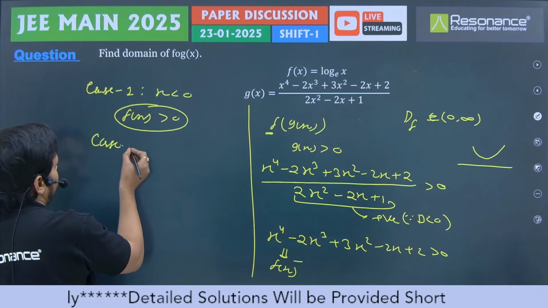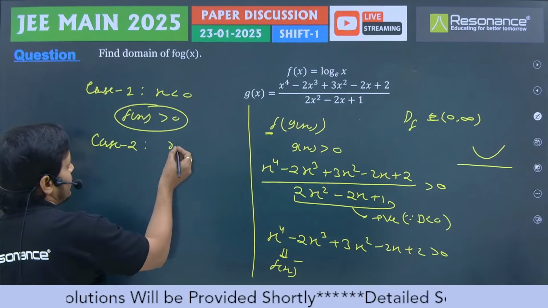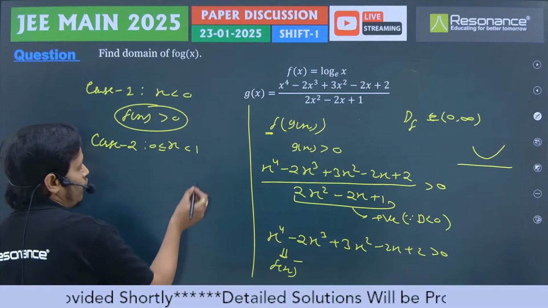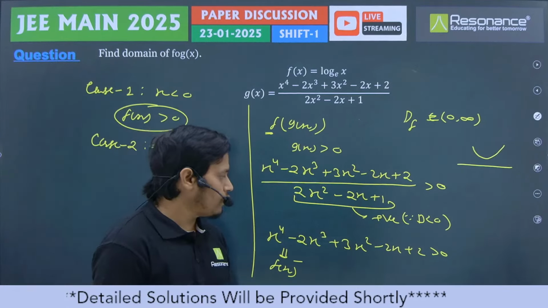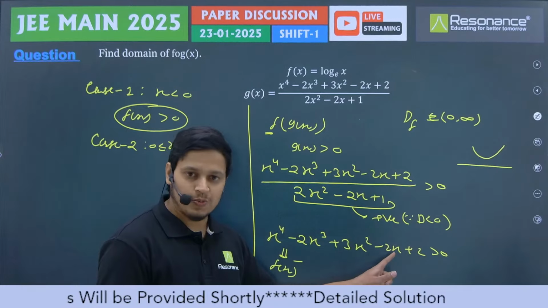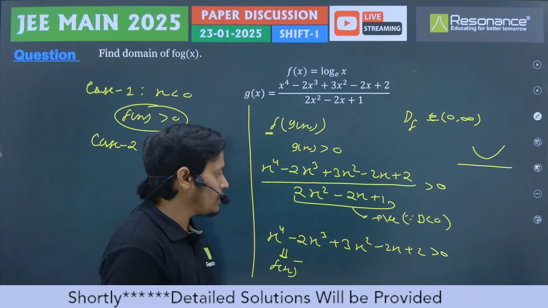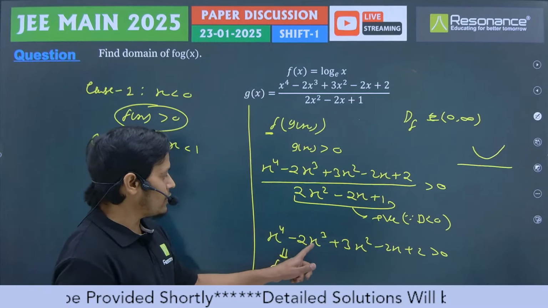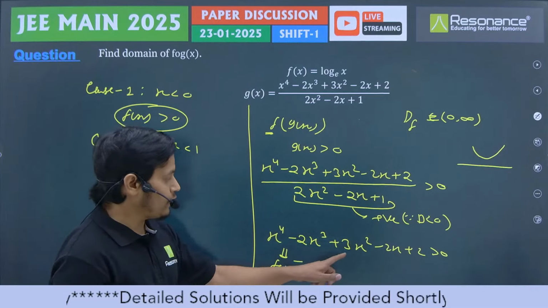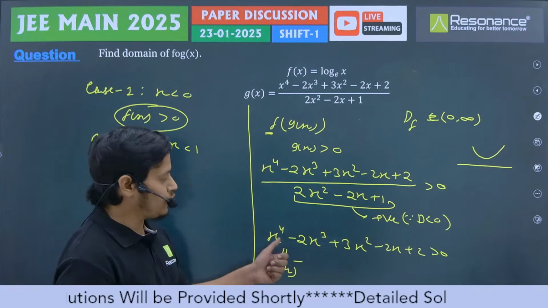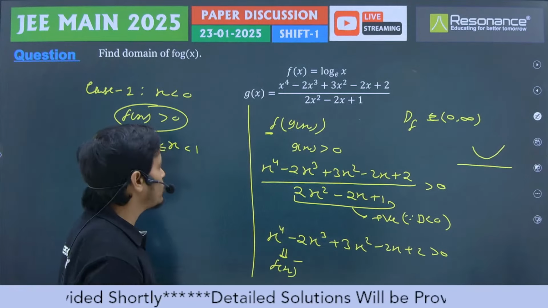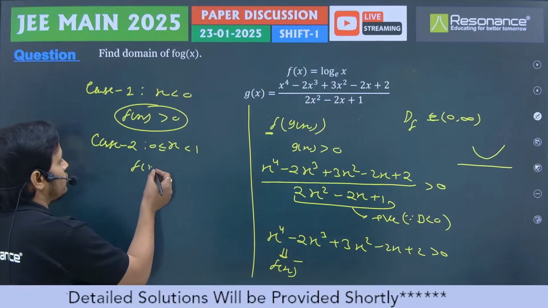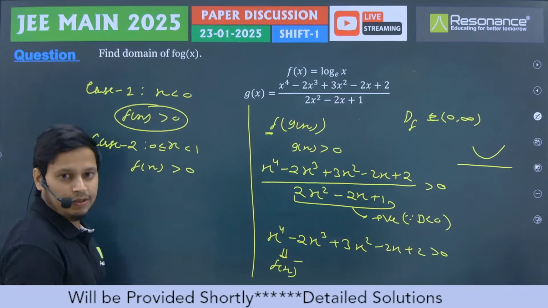Taking another case, case 2, that is x from 0 to 1. If x is between 0 and 1, then 2 is always greater than 2x, so 2 minus 2x will be positive. 3x square minus 2x cube is also positive, because x square is greater than x cube, and x power 4 is always positive. So in this case also, f(x) is always greater than 0.